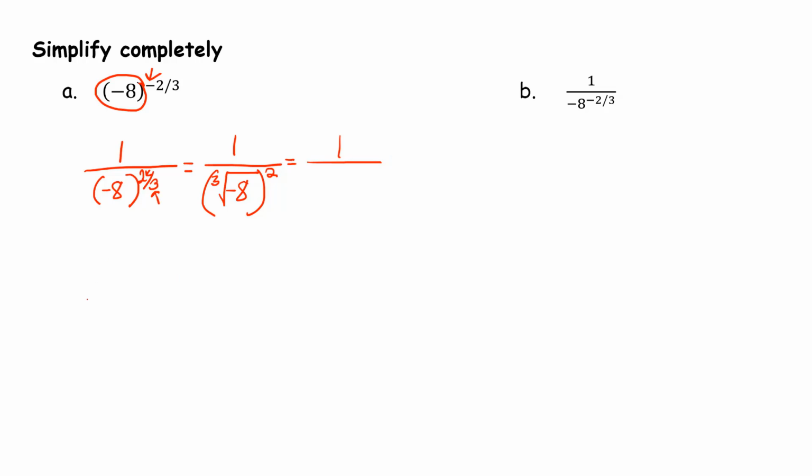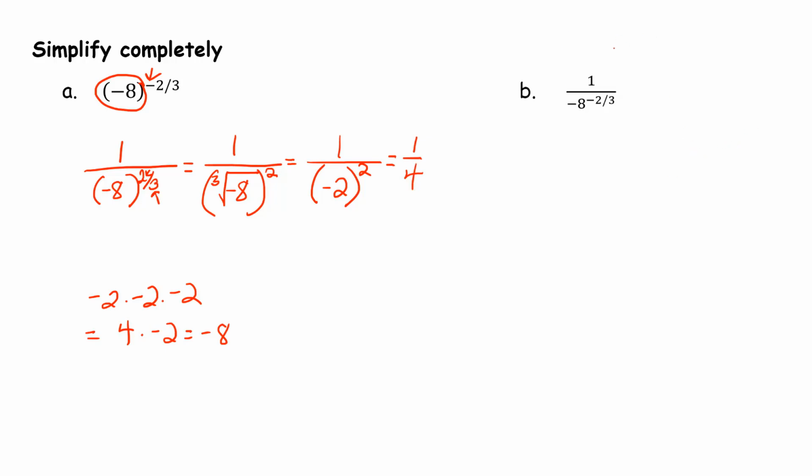Cube root means what number can I multiply by itself 3 times to get -8, and that number is -2. -2 times -2 times -2, that's 4 times -2, that is -8. So the cube root of -8 is -2, and then I'm supposed to square that. -2 times -2 is 4, so this is 1/4.